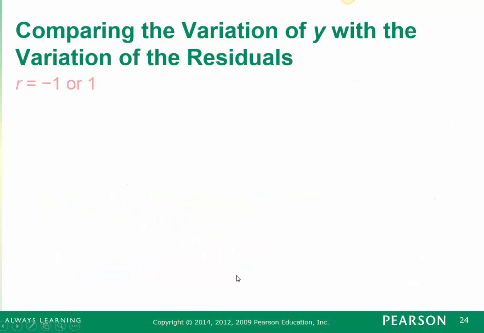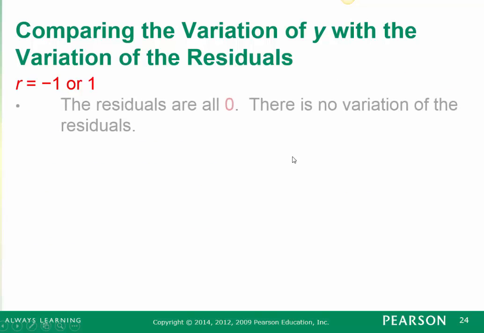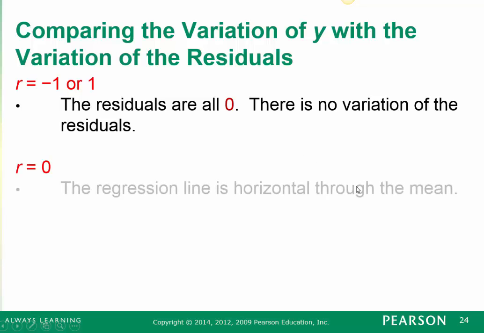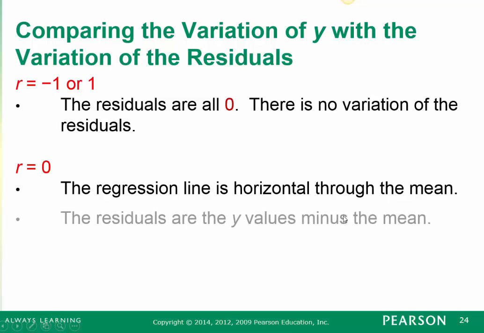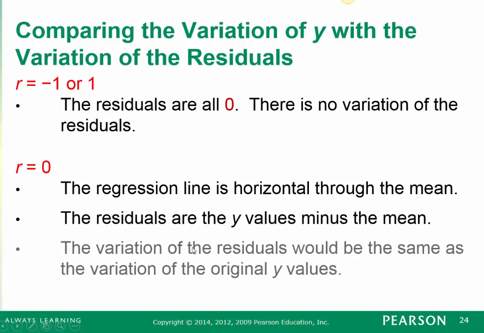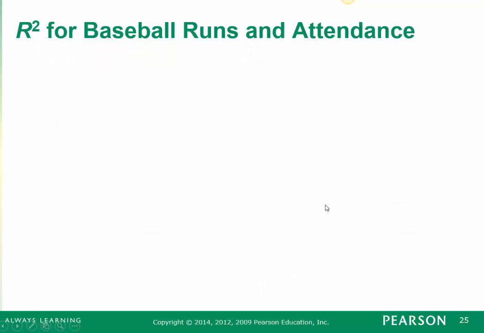So you can compare the variation of y, what you're trying to predict, with the variation of the residuals. Remember that if the correlation is -1 or +1, the residuals are all 0. There's a perfect fit there. The points all fall on the line. If the correlation is 0, then the regression line is horizontal through the mean. The variation of the residuals would be the same as the variation of the original y values, but we hope that our model has helped us to explain what's going on.